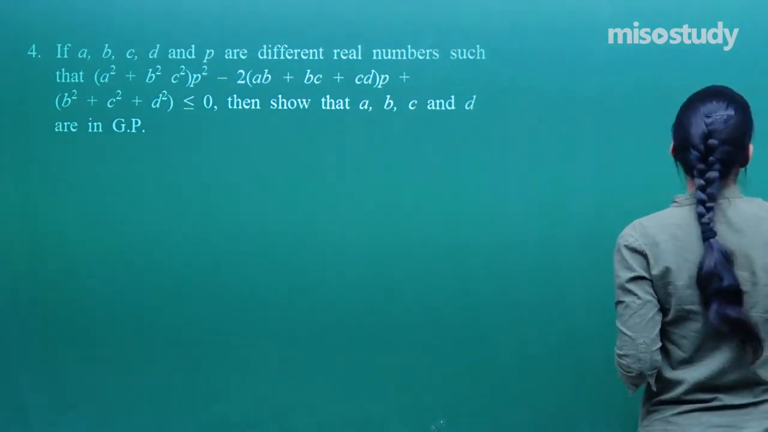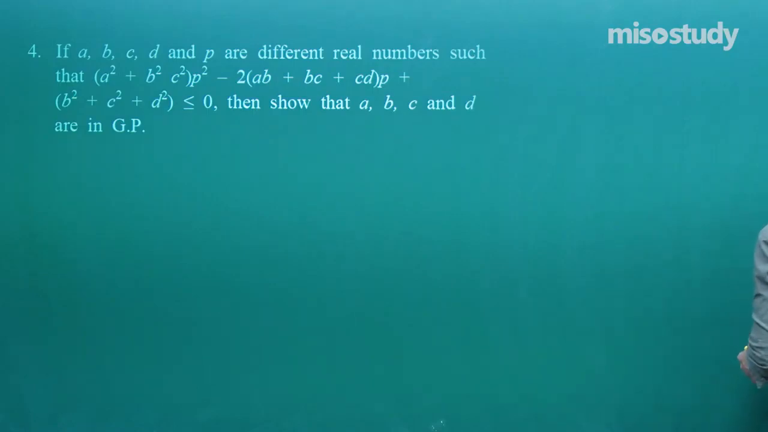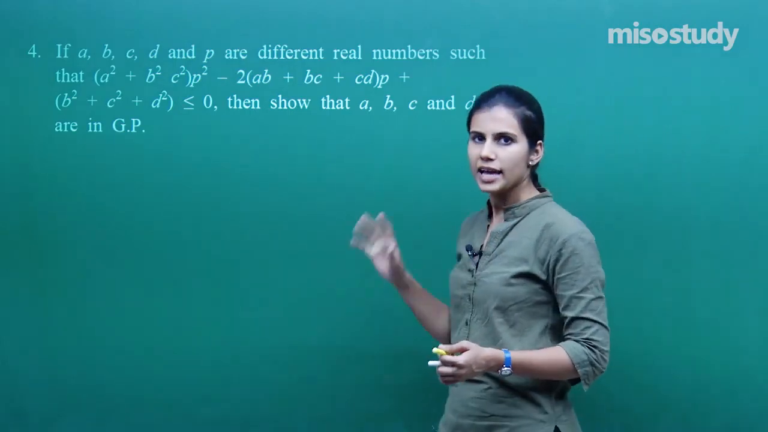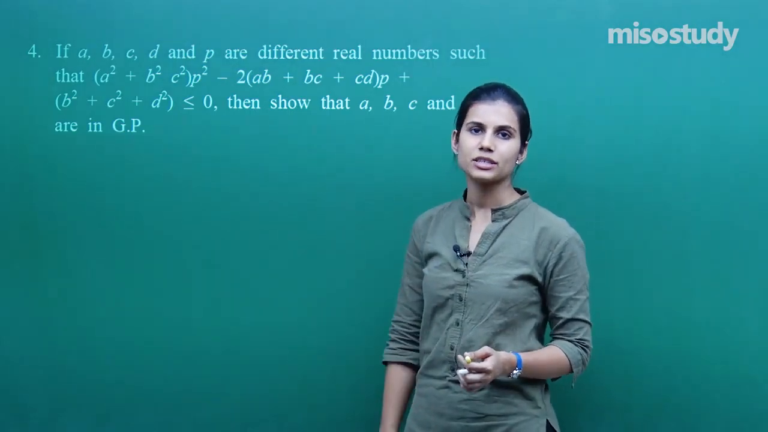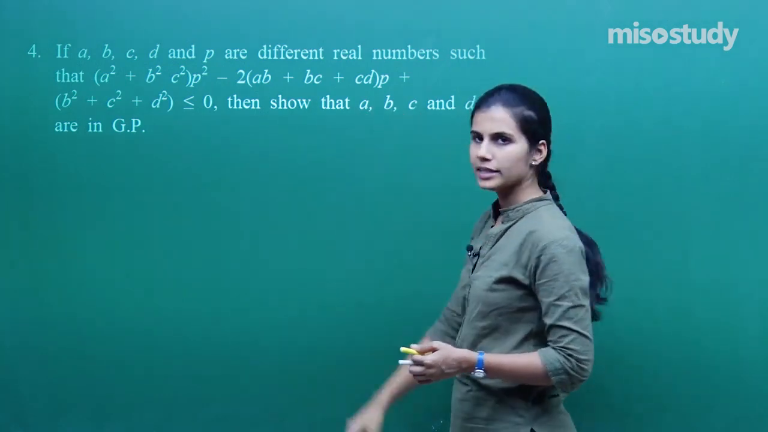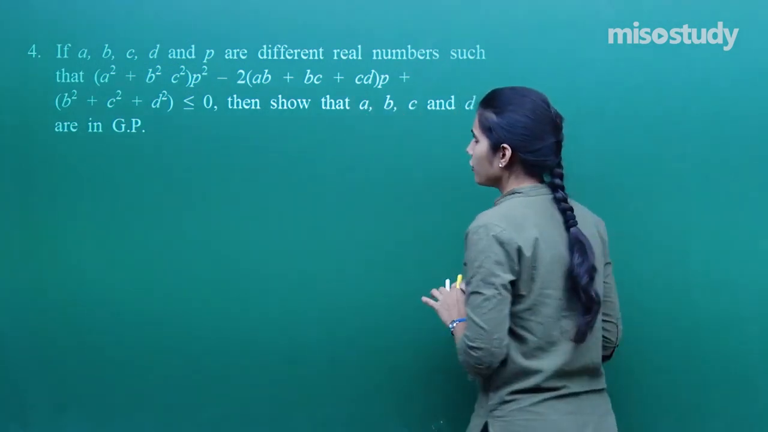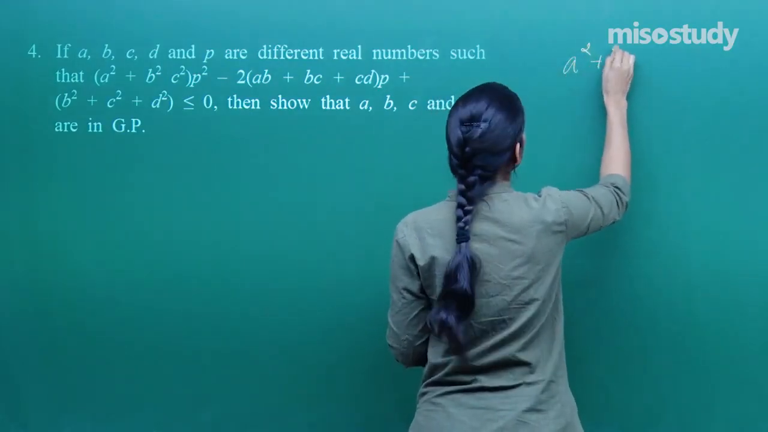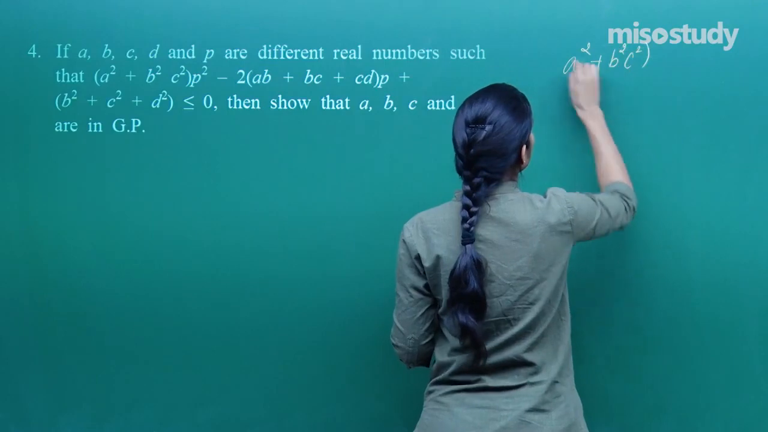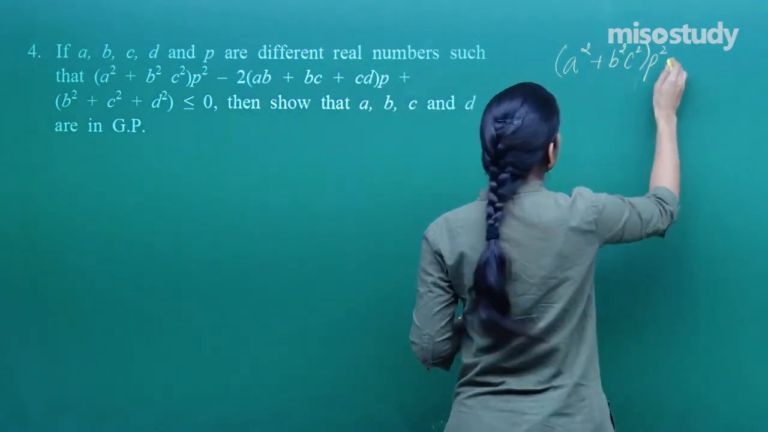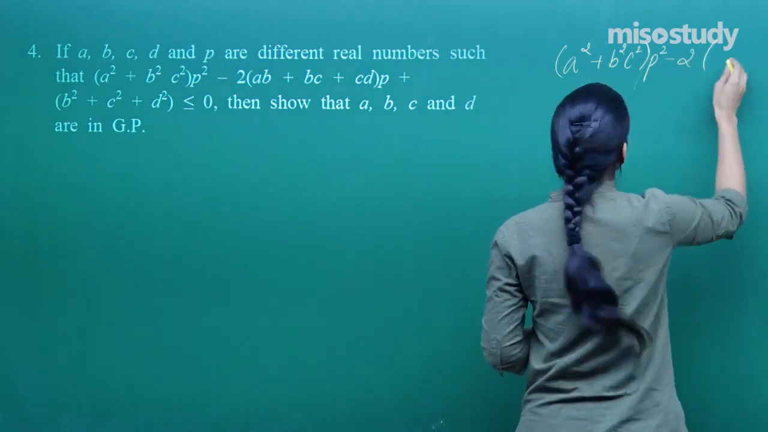Show that A, B, C and D are actually in GP. If I need to show that A, B, C, D, the sequence of 4 terms, is in GP, that means I have to show the ratio of any term with its immediate preceding term is a constant. I have to show B by A equals C by B equals D by C. That's my aim.